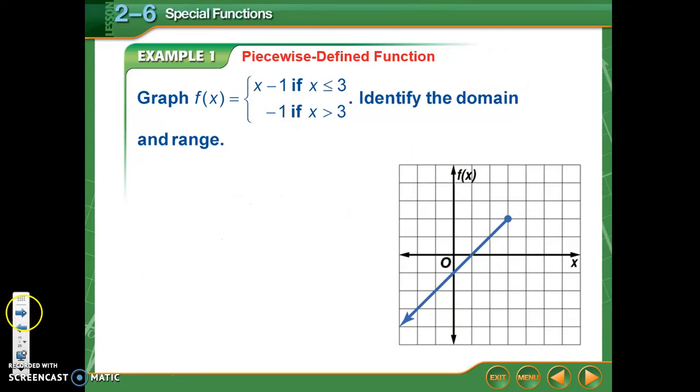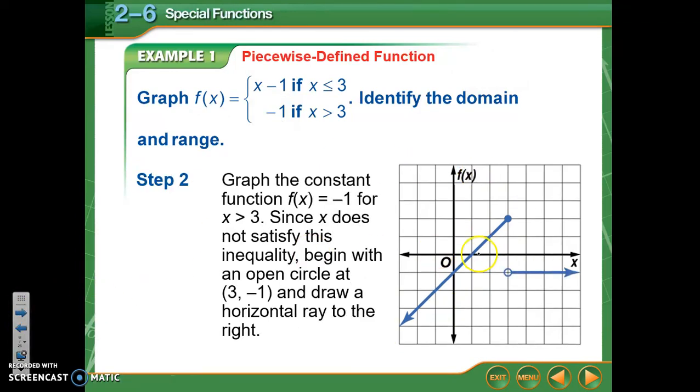Then, to graph my second piece, I'm going to graph an open circle at (3, negative 1). Why am I starting at (3, negative 1)? Because remember, negative 1 is a horizontal line, y equals negative 1, and it's going to be this horizontal line here, but it's only defined for x greater than 3. Since there's no equal sign under that, that's why I start with an open circle, and I only draw my line to the right.